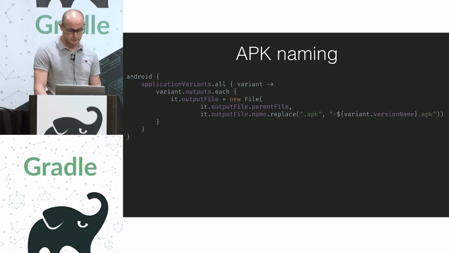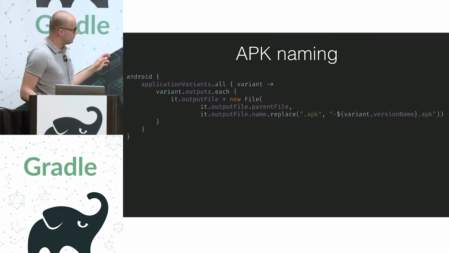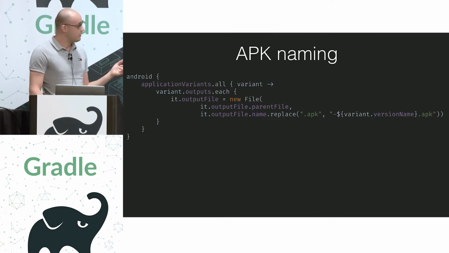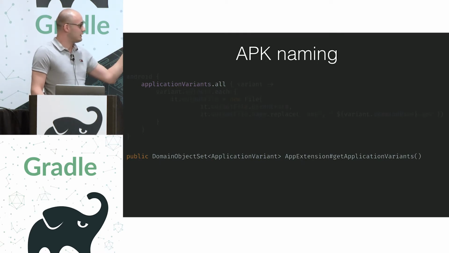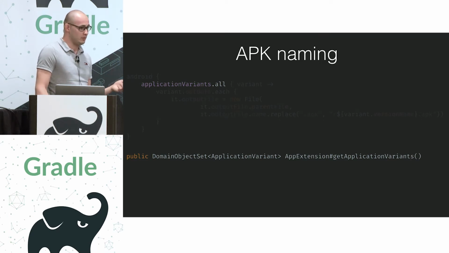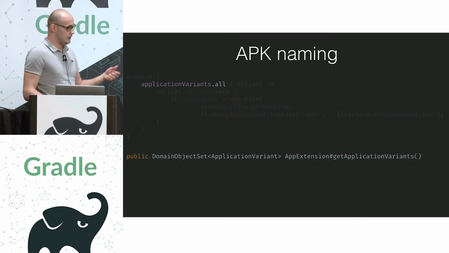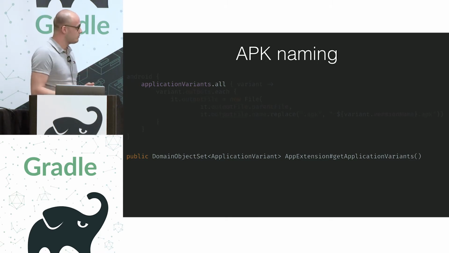Okay, so back to the snippet. This lengthy introduction was only here to know that if we call application variants.all, then we will get all the application variants that the Android plugin ever adds to the collection. This is the reason why we wouldn't be able to write this APK naming thing before the Android block, or before adding all the build types and flavors, if we didn't have the all method.